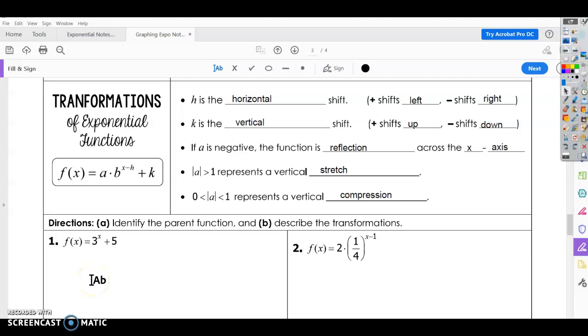Okay, we are looking at exponential functions. In the last video, we were looking at mostly parent functions of exponential functions. Now we're going to look at transformations.